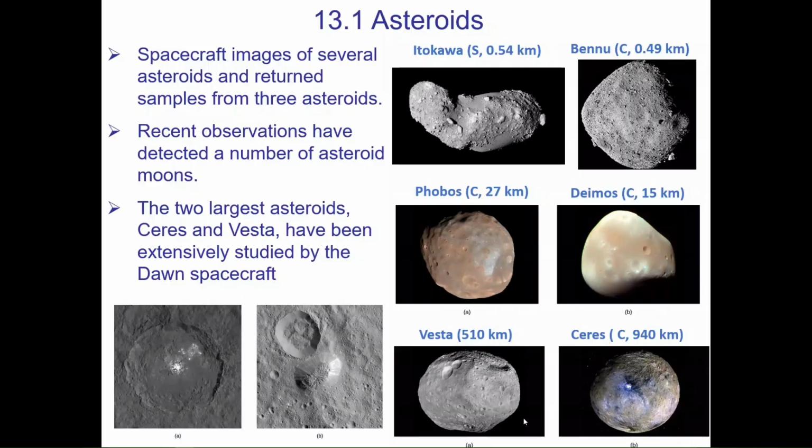And the U.S. mission to return samples from asteroids is called OSIRIS-REx. They visited, again, a very small asteroid called Bennu, which is again a C-type and only around half a kilometer, or about 500 meters, across. This mission also successfully brought the sample from Bennu to the Earth for further analysis most recently.